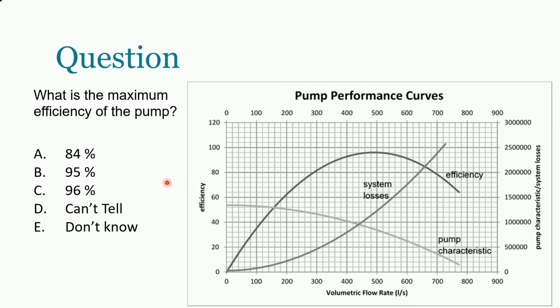So the answer is C, 96%. You're asked to find the maximum efficiency of the pump, so that is the peak point on this curve, and if you draw a line to where it peaks and read across, then it gives you an answer of 96%.